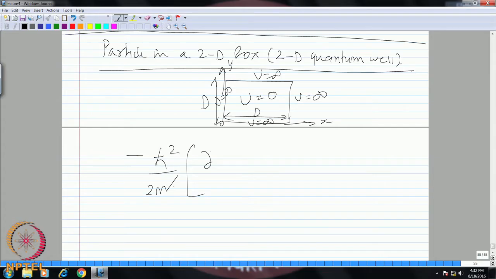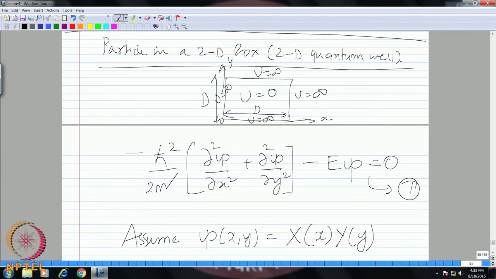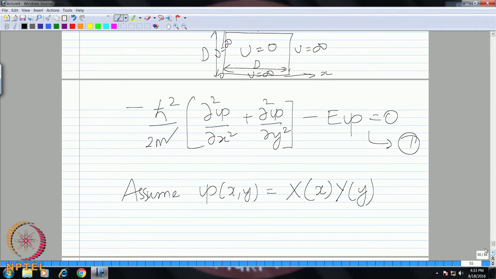Okay. So, d square psi by dx square plus d square psi by dy square, this is a partial differential equation, and you also have minus E psi equal to 0. So, now the assumption is we have to again separate. We assume that you can separate your psi, which is a function of x and y, as some capital X which is a function of only x and capital Y the function of y. Okay. And now you can substitute this into, let us say, equation number 1 and divide throughout by capital X and capital Y.